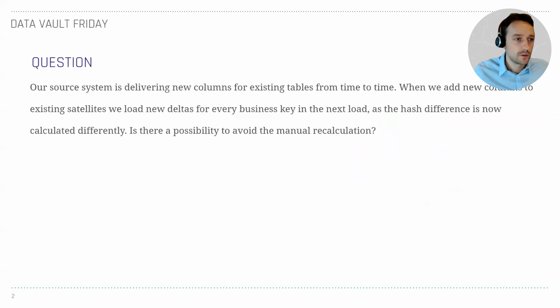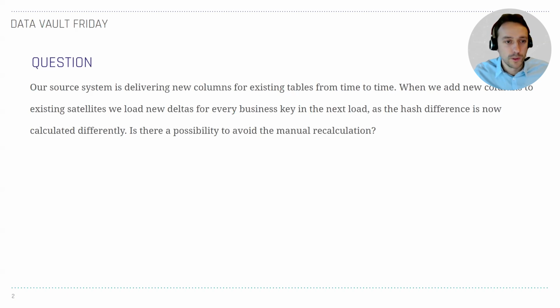It's about hash diff calculation, basically. So it's the following. Our source system is delivering new columns for existing tables from time to time. When we add new columns to existing satellites, we load new deltas for every business key in the next load, as the hash difference is now calculated differently. Is there any possibility to avoid manual recalculation?